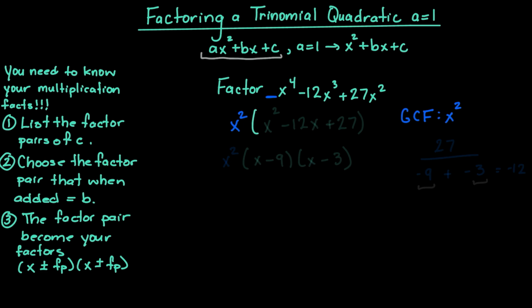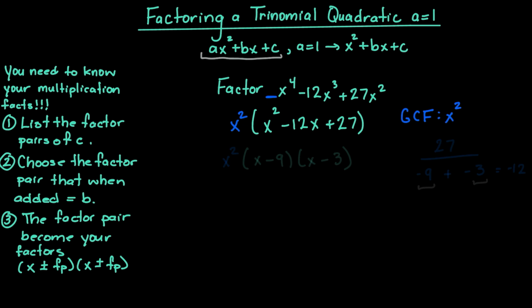X to the fourth divided by x squared is x squared. Negative 12x cubed divided by x squared is negative 12x. 27x squared divided by x squared is positive 27. So again, now we're left with a trinomial quadratic to factor. Our C value is 27.